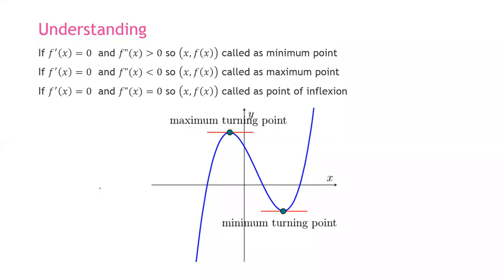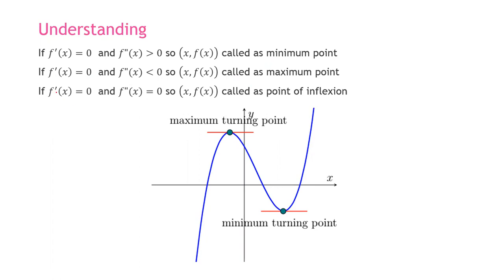For understanding of this topic, if the first derivative equals 0 and the second derivative of f(x) is greater than 0, then this coordinate point (x, f(x)) we call a minimum point, or minimum turning point. If the first derivative of f(x) equals 0 and the second derivative of f(x) is less than 0, then this coordinate point (x, f(x)) we call a maximum point, or maximum turning point.